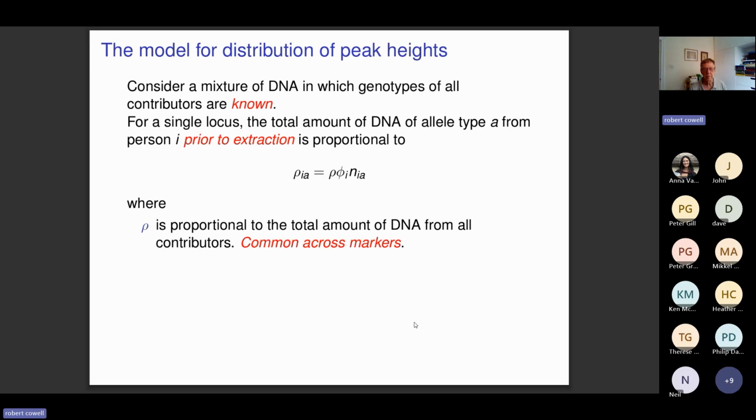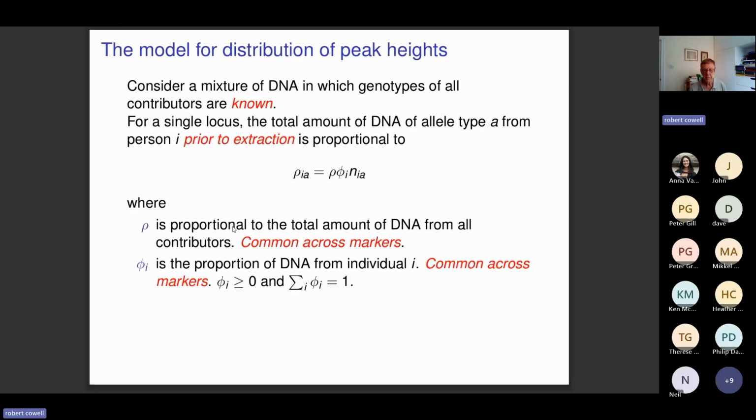So now I can talk about the model distribution for the peak heights. I'm doing it slightly different compared to how it's presented in the paper. So we start off assuming that we have a DNA mixture in which the genotypes of all the contributors are known. We look at a single locus, which keeps the notation a bit simpler. Then the total amount of DNA coming from individual i of allele type a from that locus is proportional to the product of three terms. The first term is rho, which is proportional to the total amount of DNA from all the contributors. This is a single parameter, it's common across all the markers.